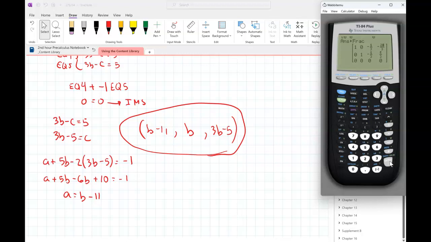Okay. Did you guys get this to work out? I showed you what the RREF looks like from your calculator. Is this okay? All right. Yeah, I did the frac command to get it as fractions. There were my decimals. Yeah, frac.